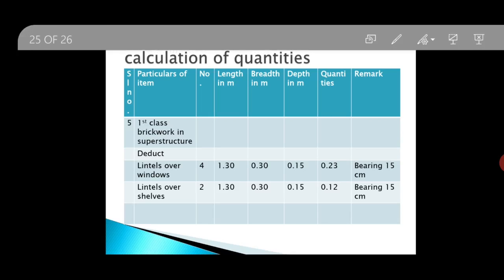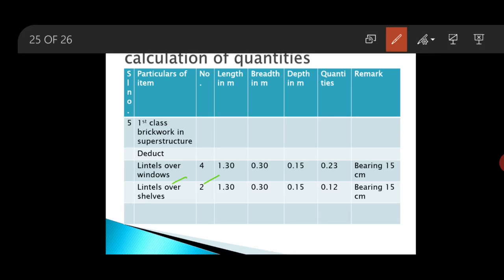Then go for lintel over window. Then number will be 4 for windows. Length, the opening of window was 1. So, with that we will add bearing on both sides, that is 15 centimeter plus 15 centimeter. So, this will be equal to 1.3 meter. Breadth is 0.3, depth is 0.15. Similarly, lintel over shelf, number is 2, length is 1.3, as the opening of shelf is equal to the window opening. Breadth is 0.3, thickness is 0.15.